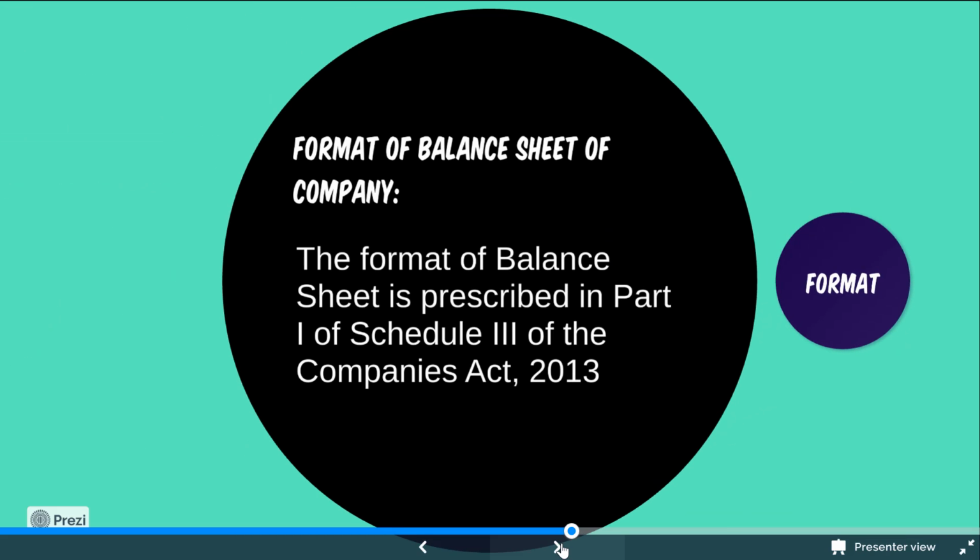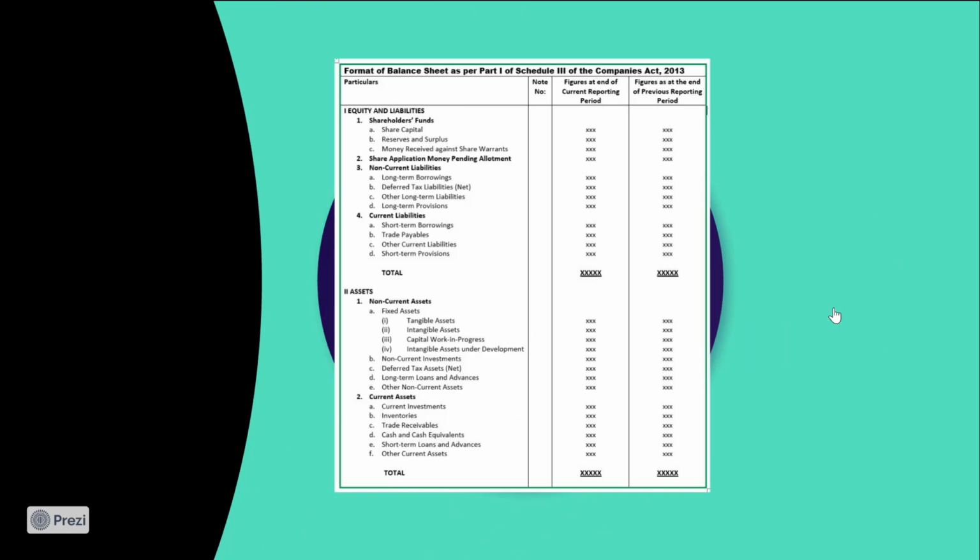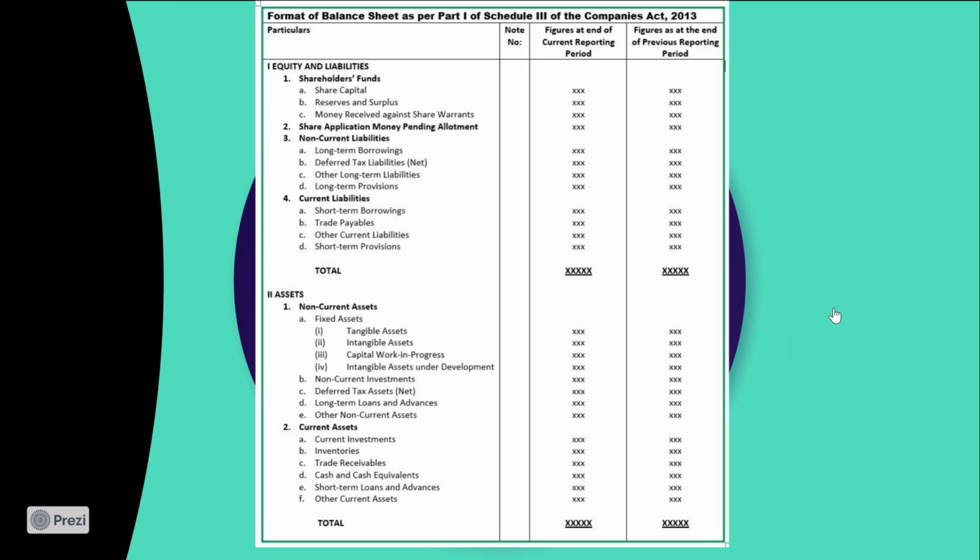The format of balance sheet of a company is prescribed in Part 1 of Schedule 3 of the Companies Act 2013. This is the format of balance sheet of the company. So we have two parts. The first part is equity and liabilities, and the second part is assets. It is a vertical format. It starts with the equity and liabilities part of the balance sheet, which total will be equal to the total of the assets part of the balance sheet.